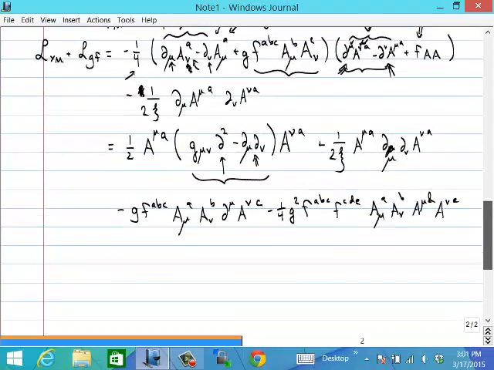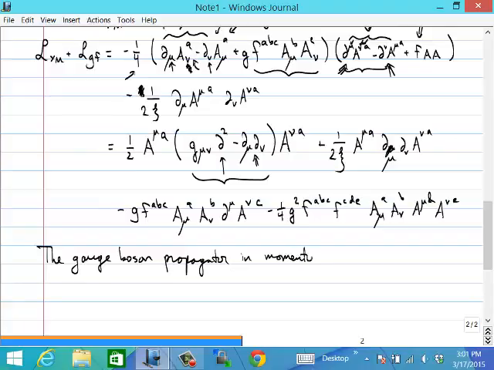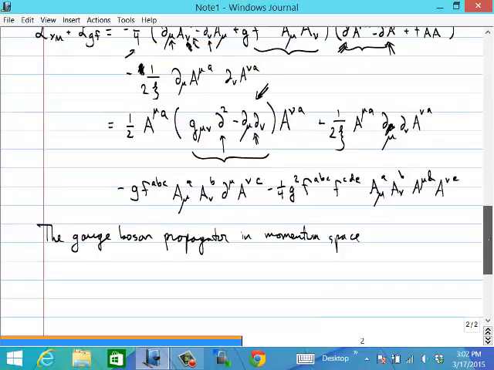So from this, for example, we can read off the propagator. So the gauge boson propagator can be most easily written in momentum space. Remember, the propagator is the operator that inverts the kinetic term in the Lagrangian. And here I've written everything in position space, but it's easier in momentum space. So what is the propagator?